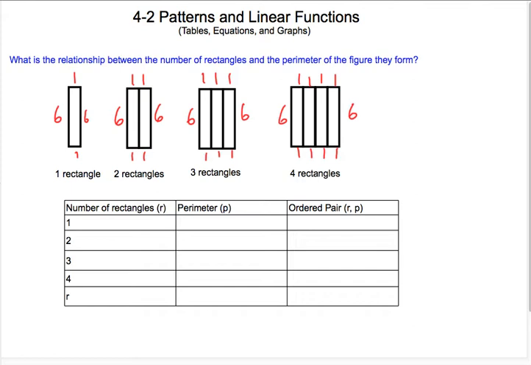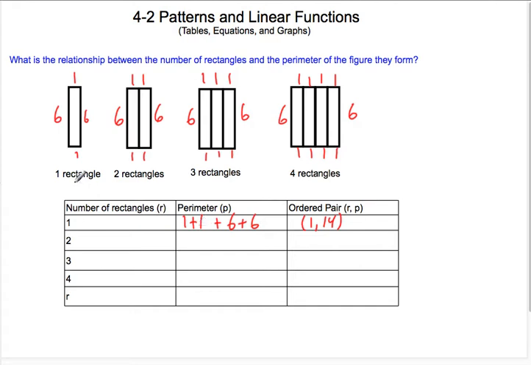So given this picture here with 1, 2, 3, and 4 rectangles and their length and width labeled as they are, we're going to figure out the perimeter of the figure that the different amount of rectangles form. So if there was one rectangle, like in this first picture here, what is the perimeter? Well, you're going to get 1 plus 1 plus 6 plus 6, which would lead to a perimeter of 14. I'm going to put that in an ordered pair here with rectangles first, so 1, and the perimeter second, which is 14, because we're going to graph this later.